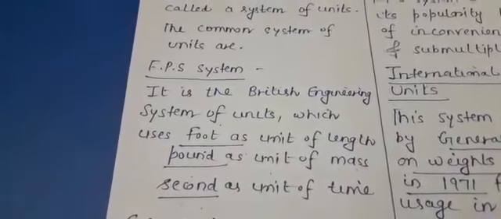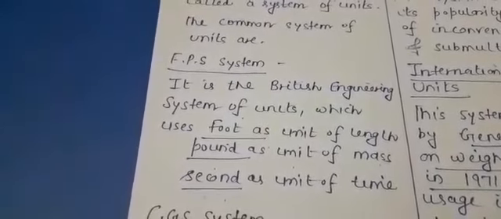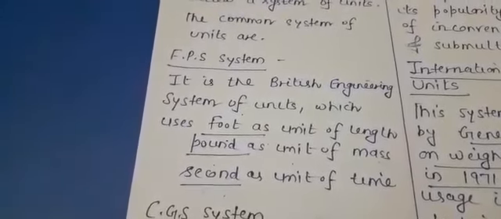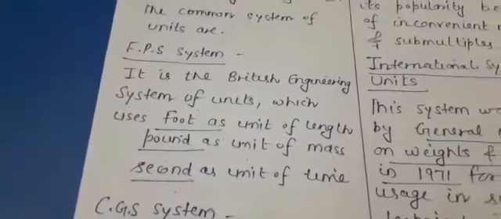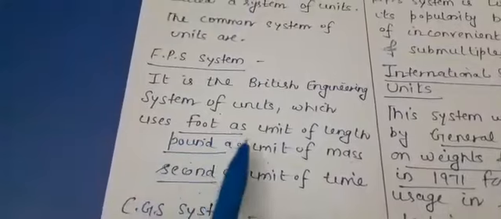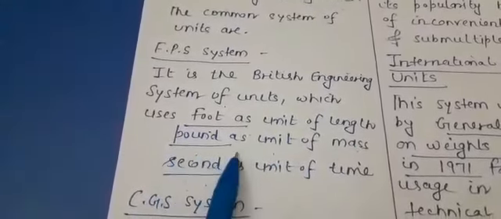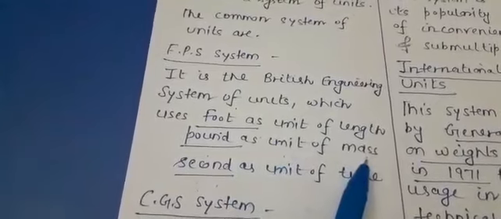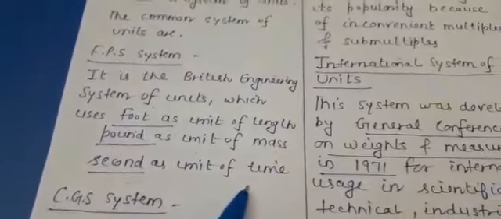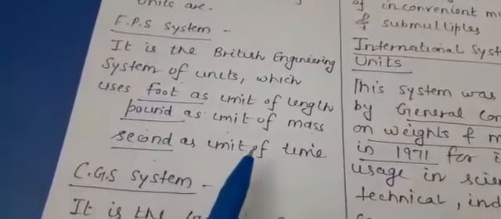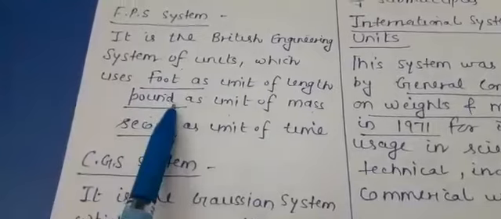Actually, what we have to understand here is that F, P and S signify some words. What is that? F stands for foot, that is taken as the unit of length. Pound is taken as the unit of mass, and second is taken as the unit of time. So in the FPS system, for length, mass and time, these will be the units.